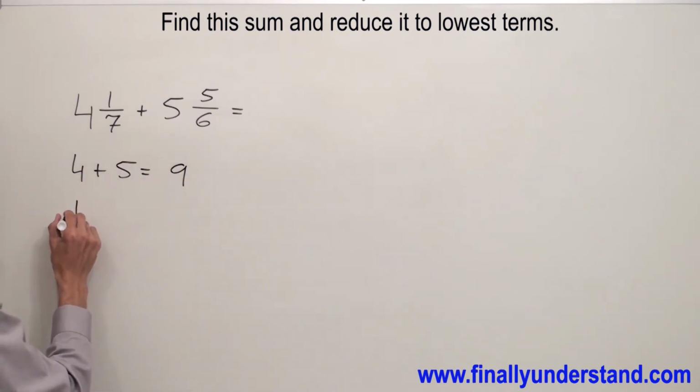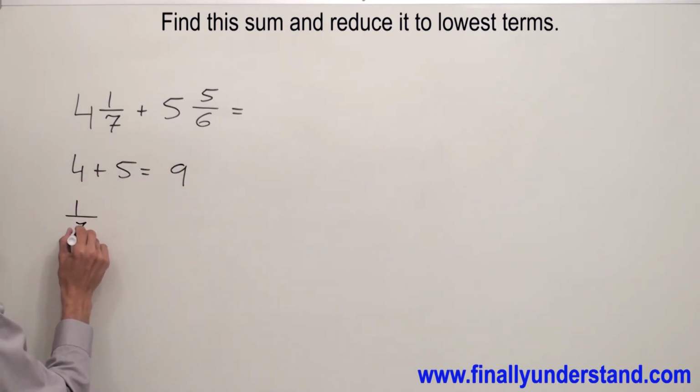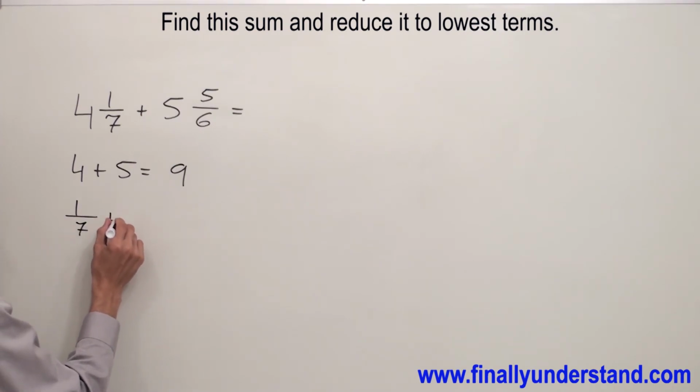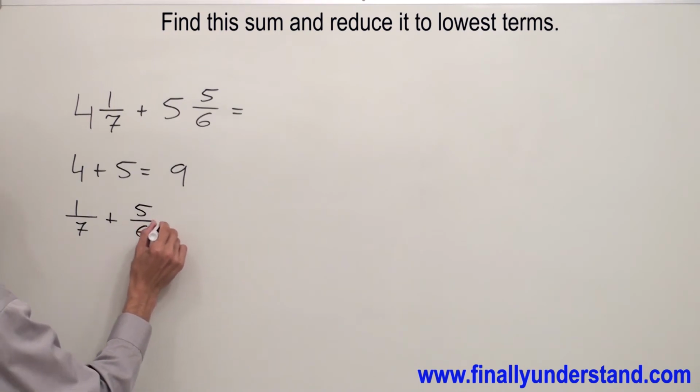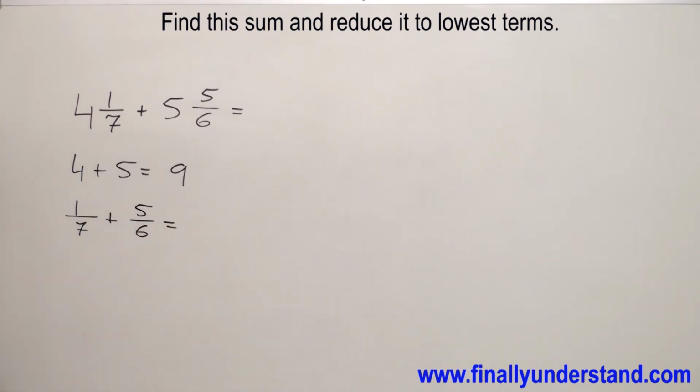I have 1 over 7 plus 5 over 6. Now, these two fractions have different denominators. We have to find a common denominator. I have 1 over 7 and I have 5 over 6.